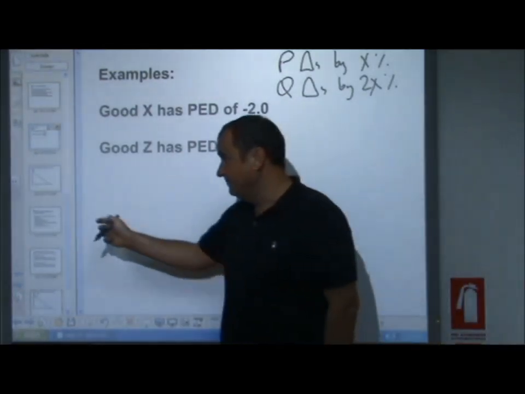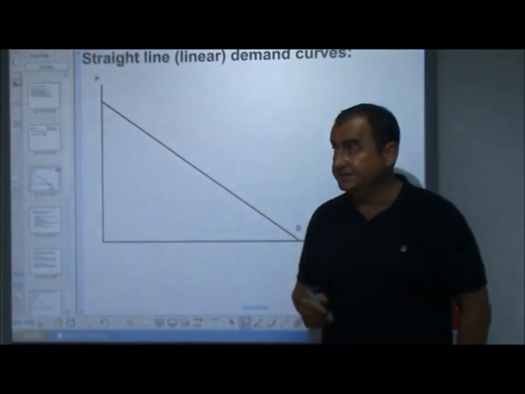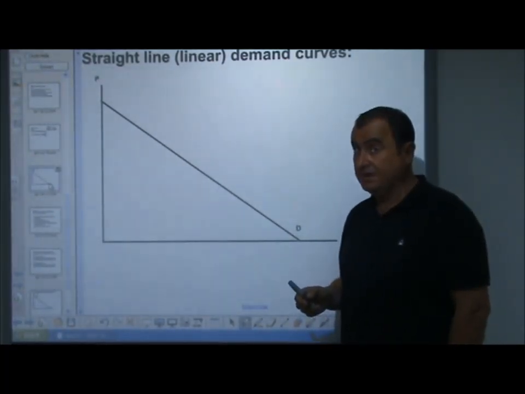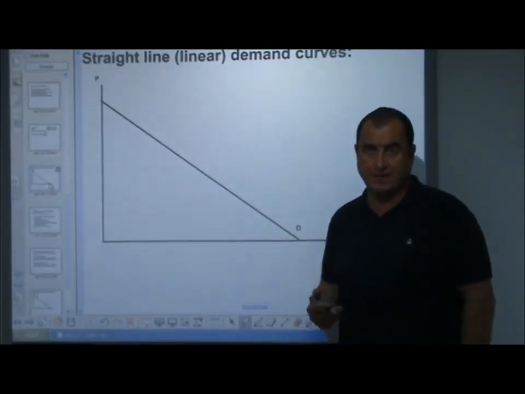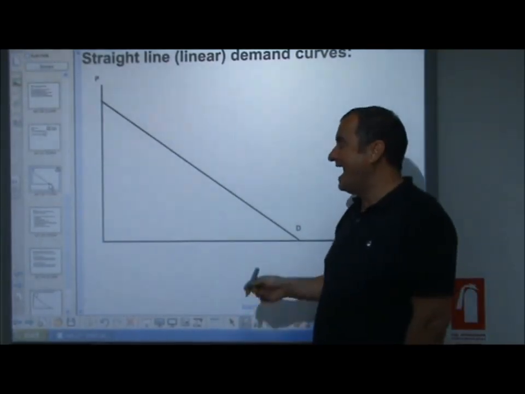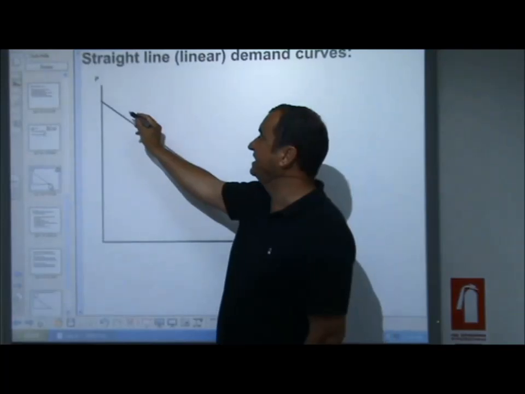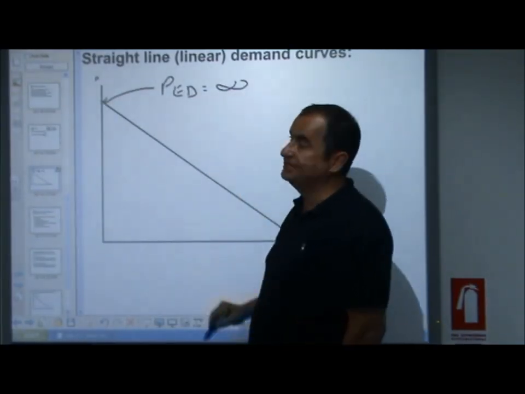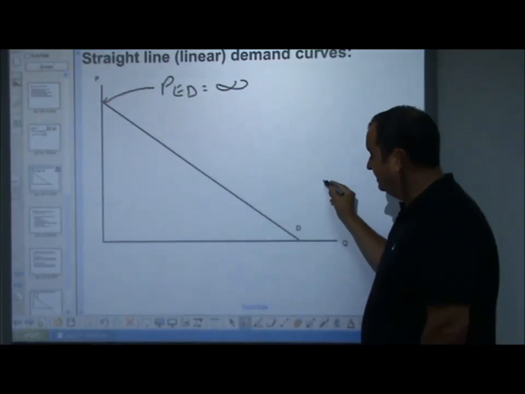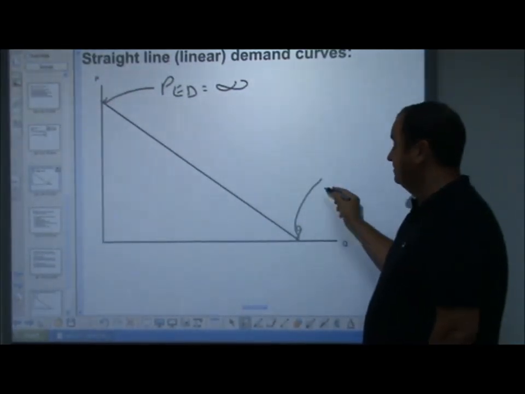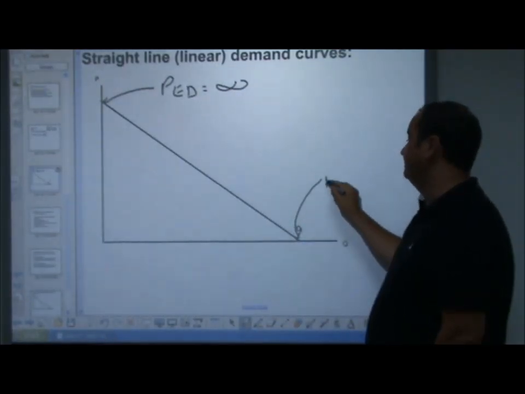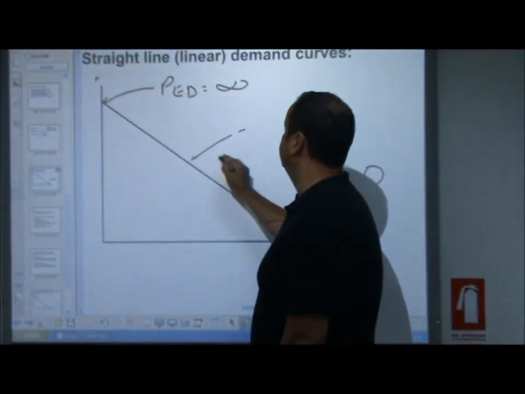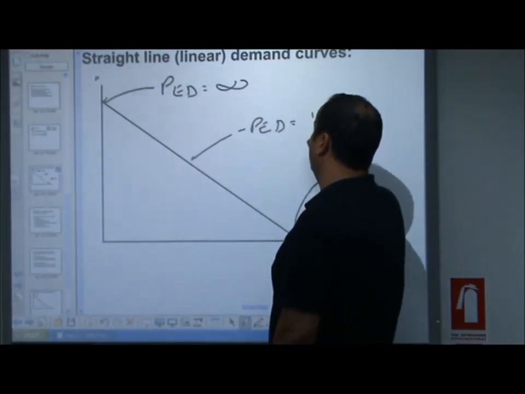Okay? Now, there is a rule we must know when it comes to PED. Straight line or linear demand curves, whatever the gradient, if the demand curve is a straight line, the following must be true. At the point where the demand curve touches the price axis, here, PED is infinity. It's infinite. And here, where the demand curve cuts the Q-axis, PED is 0, perfectly inelastic. And at the midpoint, PED is 1, minus 1 actually.